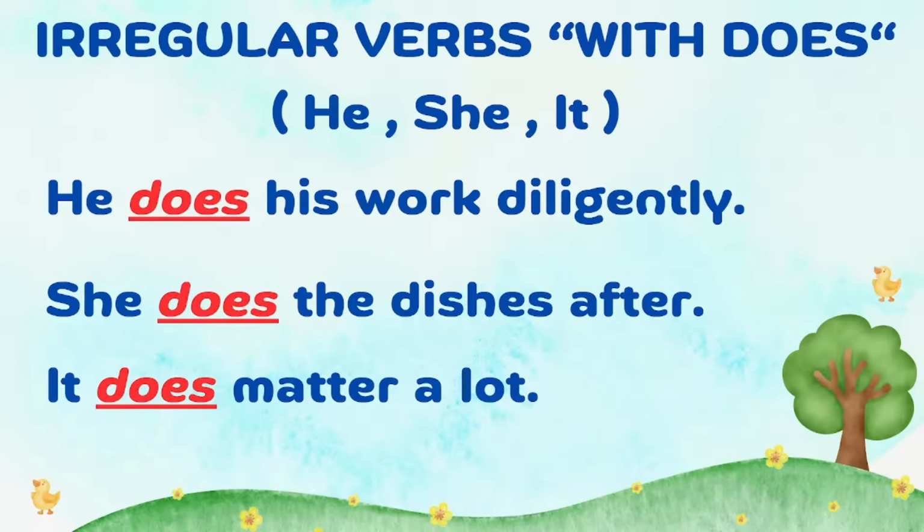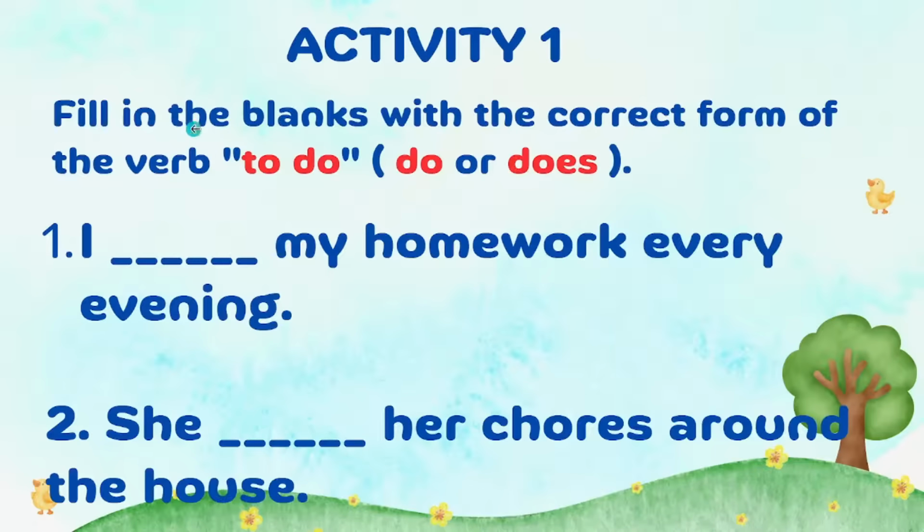Okay? Now, for the activity, here, it's either do or does. Again, for the does, only three to remember: for the he, she, and it. The rest, you will use do. Alright? For the pronoun I, it's very clear, what will you use? Do or does? Of course, do.